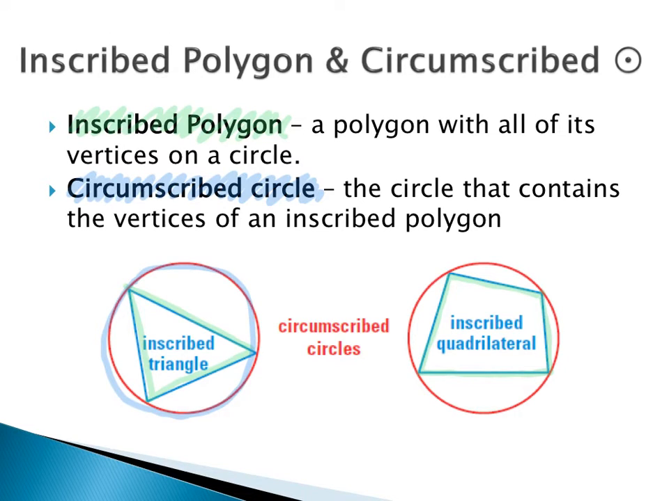So if I reverse that, it would be like that. Now the circle is inscribed in the triangle, and the triangle is circumscribed about the circle.